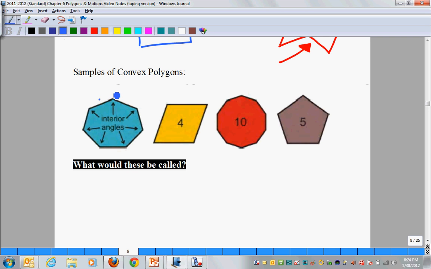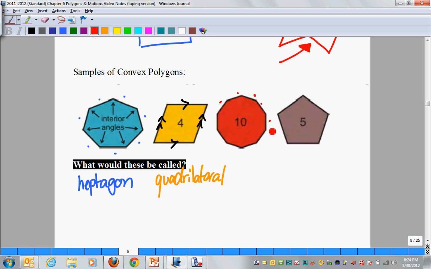Let's see here. This has 1, 2, 3, 4, 5, 6, 7 sides. So this first one would be considered a heptagon. The second one has 4 sides, so of course we just call that a quadrilateral. It looks like it might possibly be specifically a parallelogram, but we aren't told that for sure, so we'll just call it a 4-sided. This, we're told, has 10 sides. 1, 2, 3, 4, 5, 6, 7, 8, 9, 10. So that would be considered a decagon.